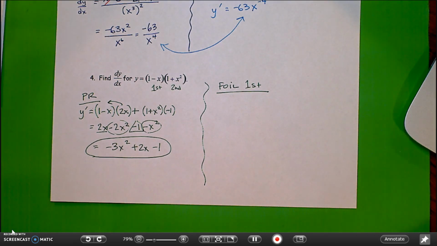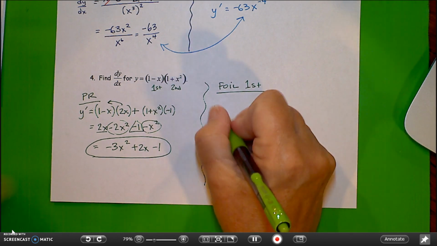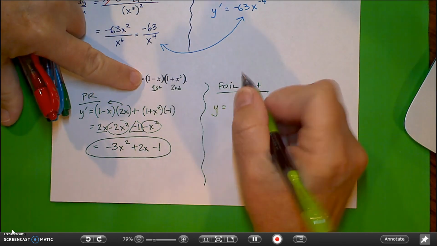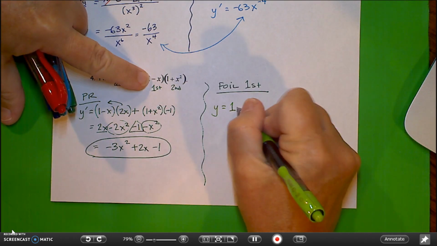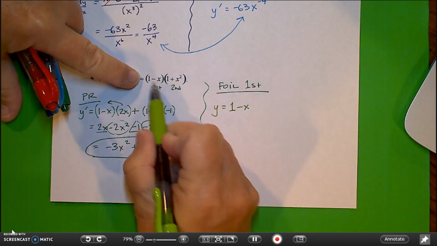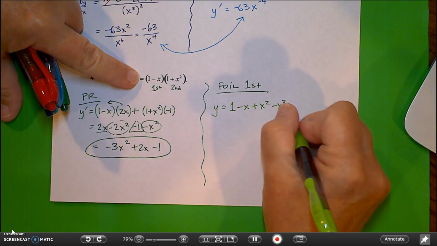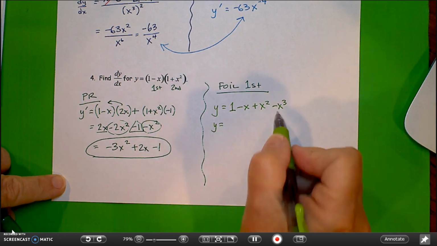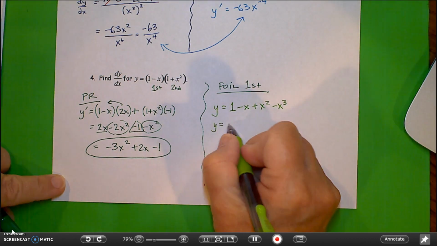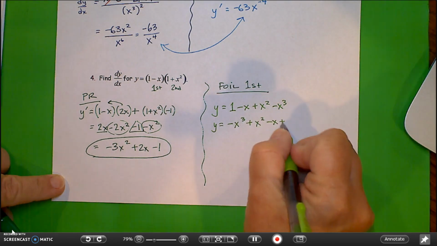If we're going to FOIL it first, that would prevent having to use the product rule, so I'm FOILing. Let's see, I get y equals, I'm going to go ahead and do first terms. 1 times 1 is 1. Inside terms, negative x. Outside terms, plus x squared. Last terms, minus x cubed. If you want, you don't have to, but if you want here, you could put it in proper order. Proper order would be minus x cubed plus x squared minus x plus 1.